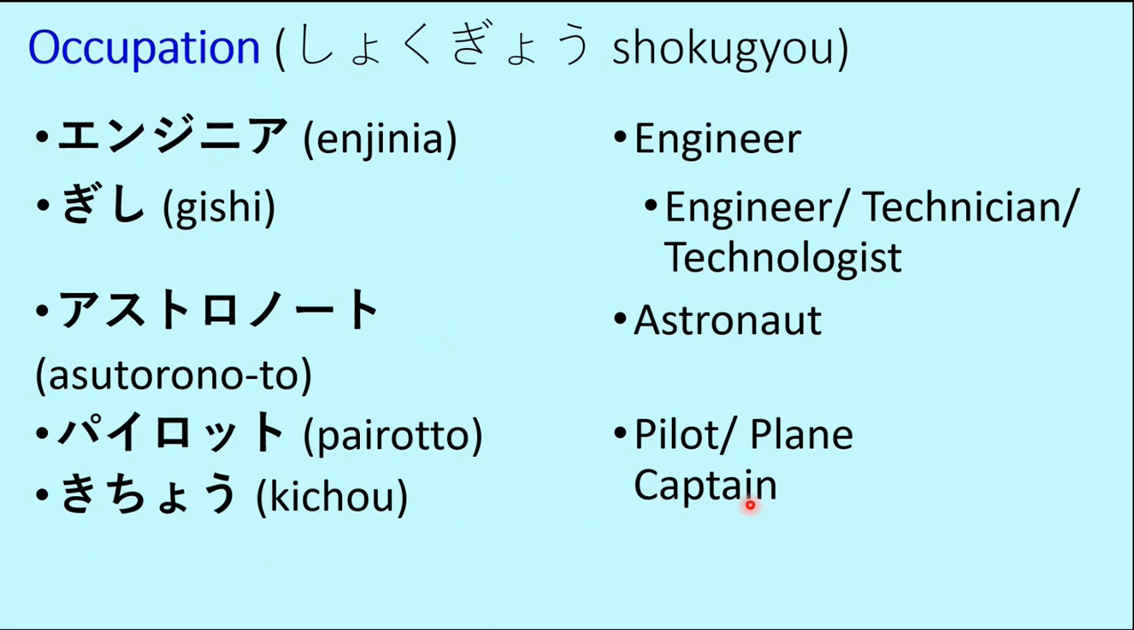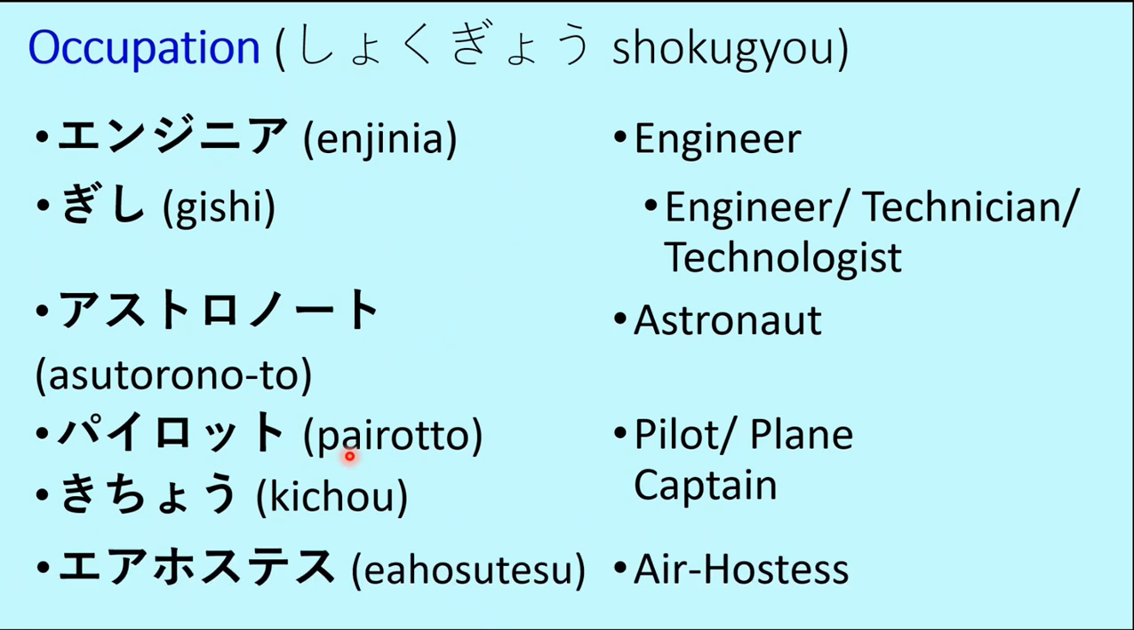The pilot or the captain of the plane is also called kicho in Japanese. This is written in hiragana, kicho. So both are correct. For engineer, we have a Japanese word gishi and also the English word engineer. Similarly, the pilot of the plane or the captain may be called kicho in Japanese or pairotto as imported from English. Then we have air hostess, which again is in katakana.